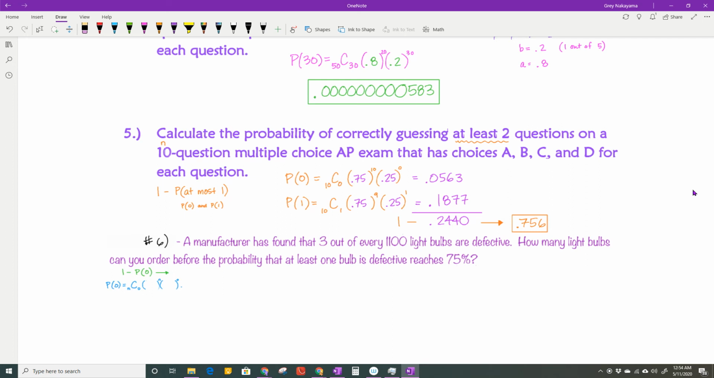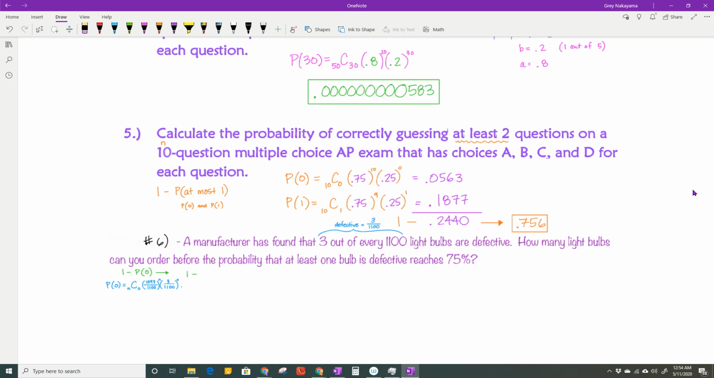And what is the probability of success? Actually, remember, I'm finding the probability that none of them are defective. That's what this represents. So here, 3 out of every 1100 bulbs is defective, means the probability of defective is 3 out of 1100. And if I subtract that from 1, then that means it's 1097 over 1100 is the probability of failure.